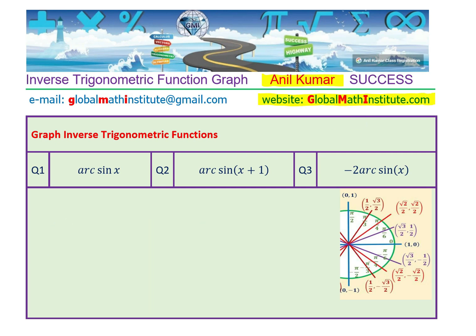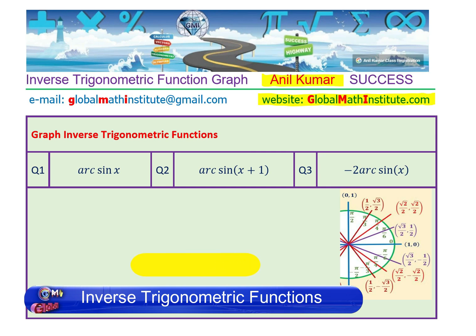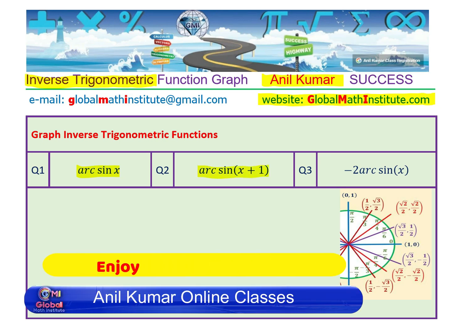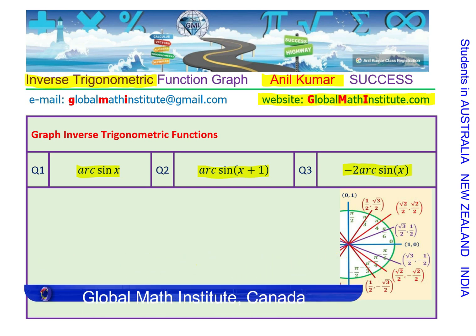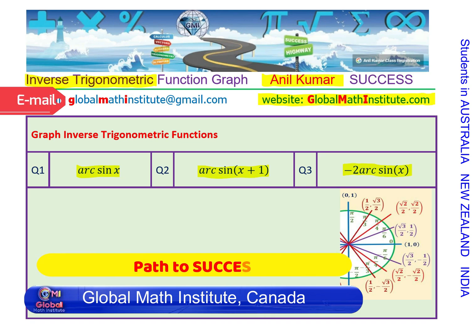In this video, we'll understand how to sketch the graph of an inverse trigonometric function. We'll take three examples: arc sine x, arc sine of x plus 1, and minus 2 times arc sine x. We'll first see how to sketch the graph of sine inverse x, and then how to transform it. X plus 1 gives us a horizontal translation 1 unit left, and minus 2 arc sine x gives us a vertical stretch by a factor of 2 and a reflection on the x-axis.